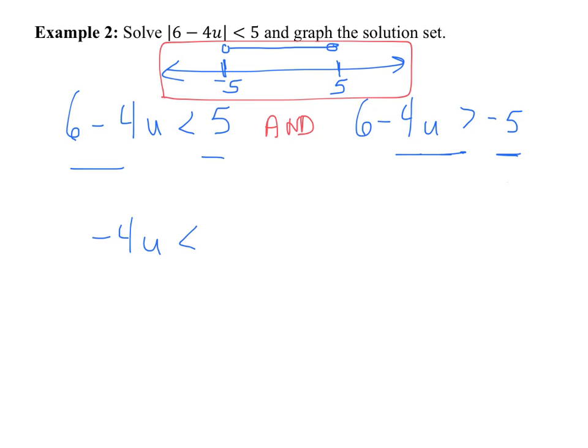I'm going to subtract 6, giving me a negative 1 there. Subtract 6, giving me a negative 11. Now, since I'm dividing by a negative, what am I going to do? Yeah, flip the sign, please. Okay, divide by negative 4 on both sides, and we'll flip the sign. Oops, and as I say flip the sign, what did I forget to do? Flip the sign.